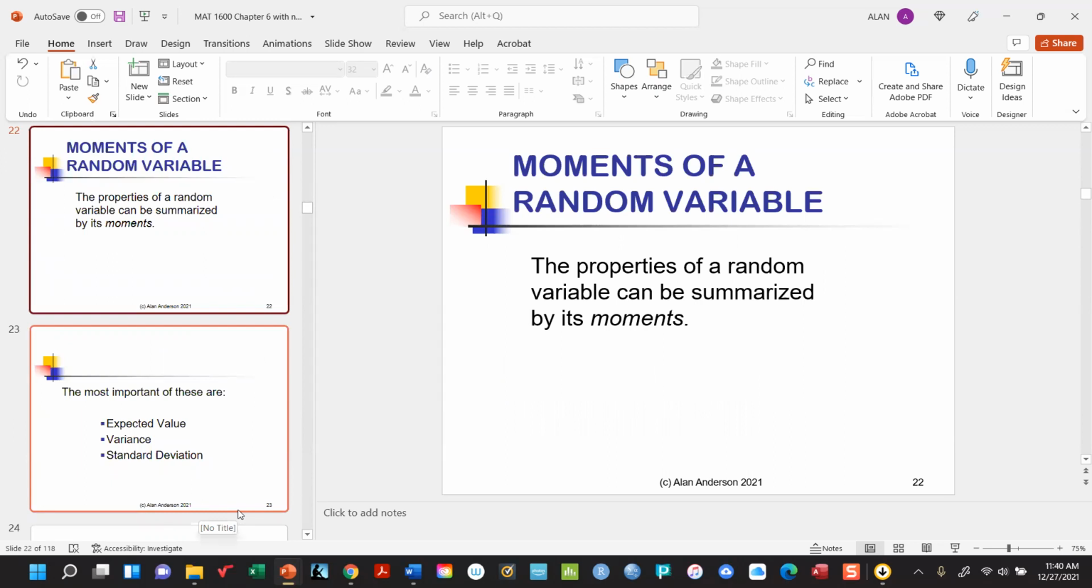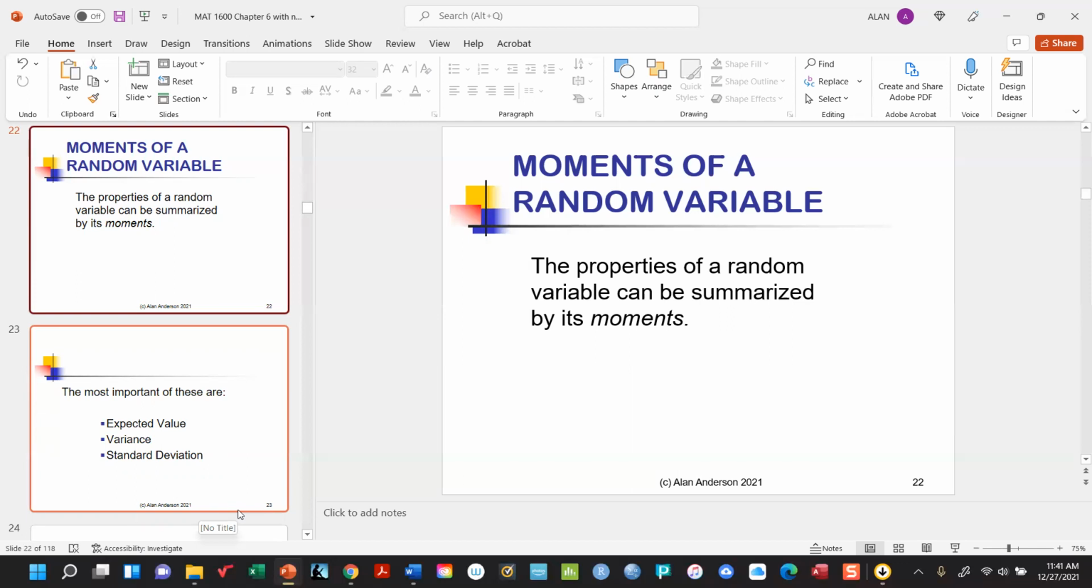It happens because the field has evolved over hundreds and hundreds of years and many, many different people contributed to it. So it's not surprising that we have this problem with the terminology, that there are multiple names for the same concept. So just remember, a moment is simply a summary measure that's specifically intended for describing a random variable, as opposed to a sample or a population.